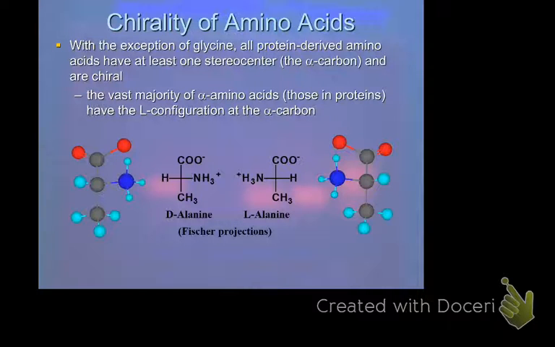Okay? And so there's the D form, and then there's the L form. If you remember from organic chemistry, D is dextrorotary, which means you stick it in the polarimeter, it's going to rotate the polarized light to the right. That's a mouthful. Then there's the L, the levorotary, which means you stick it in the polarimeter in the pure form, that it's going to rotate the same number of degrees, but to the left. Right. The vast majority of those that are present in proteins are in the L form.